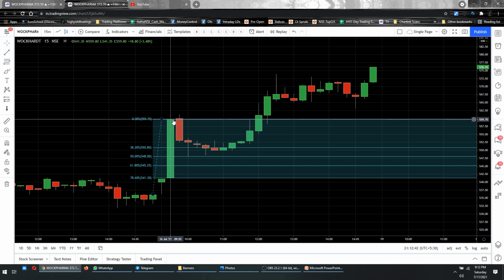Okay, so similarly, the same thing you should be applying when you see a really big move in the downward direction. Wait for that particular falling candle to close and then draw a Fibonacci retracement, and then you get the right resistance levels. Okay, so I hope you all got the point, guys.